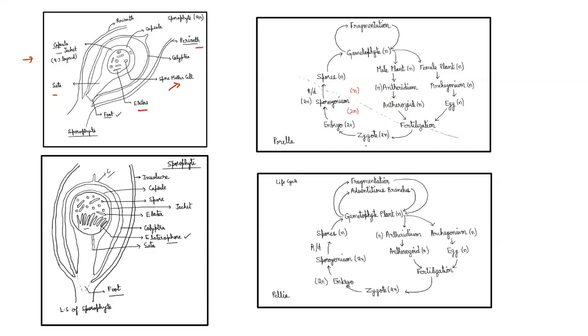The zygote represents the first cell of the sporophytic generation, and this will undergo mitotic divisions to form an embryo. This embryo will form the sporophyte, and this sporophyte will be dependent on the gametophyte. And then this sporophyte will form spores through reductional division, and these spores will form the gametophytes. So this was about the Porella.